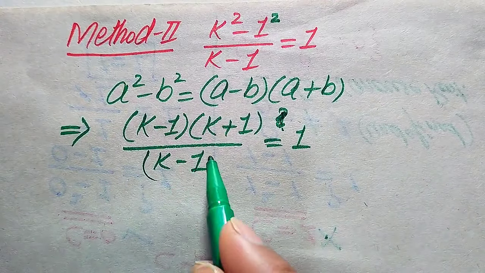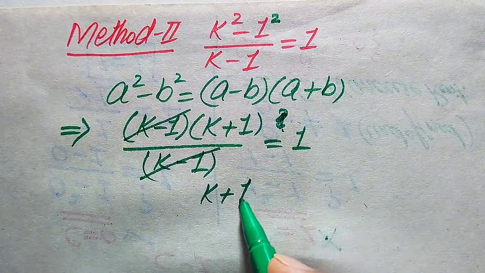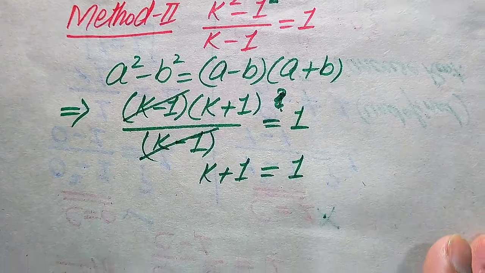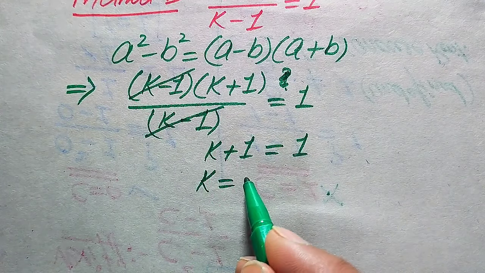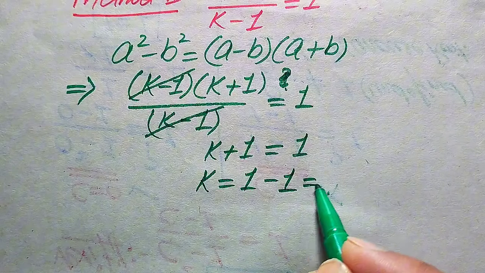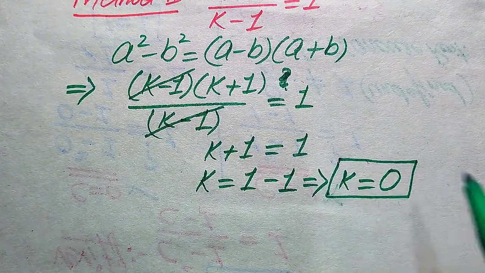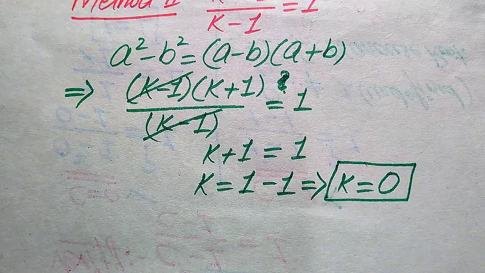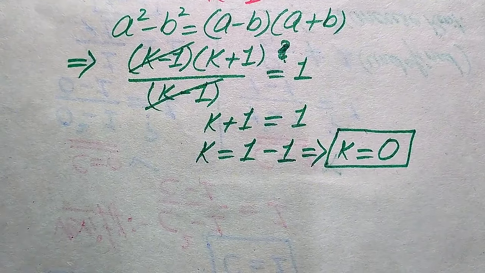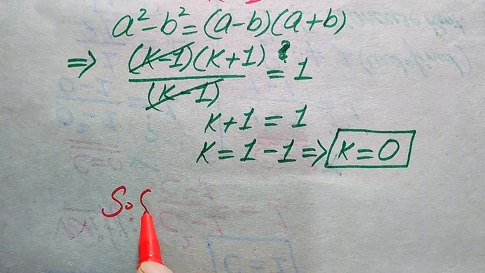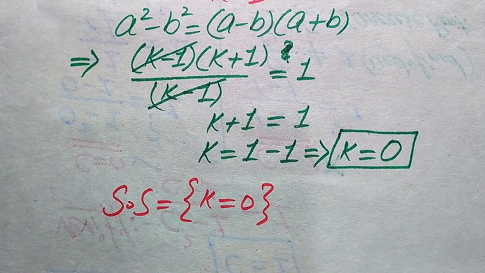Okay, so now you see here this k minus 1 and this k minus 1 cancel out each other, and here we obtain k plus 1 equals 1. So you clearly see that when we move plus 1 to the right hand side, it becomes k equals 1 minus 1, and this implies that the value of k is equal to 0. So in the second method we get only one value of k, that is 0, and in the first method we already verified that this value of k satisfies our given question statement. So we finally conclude that k equals 0 is the only solution of the given equation.